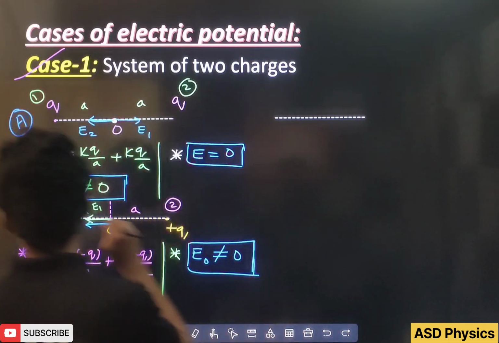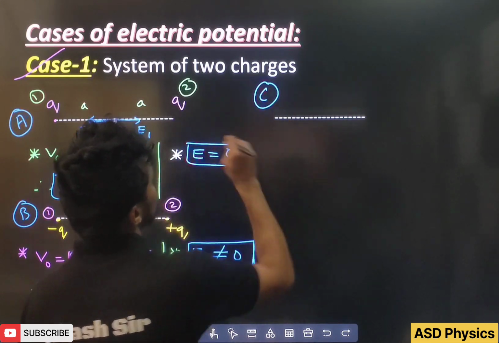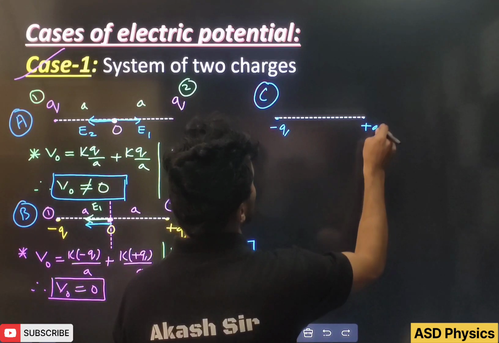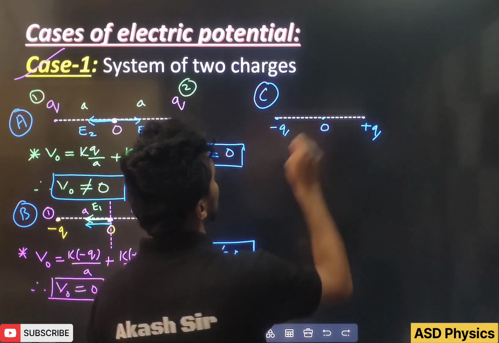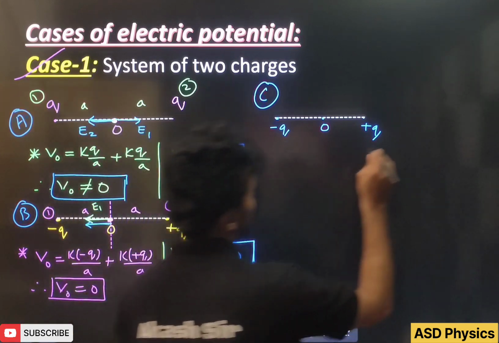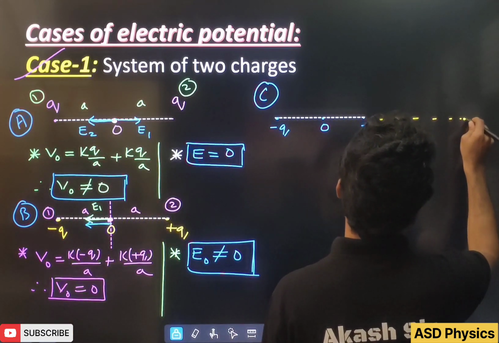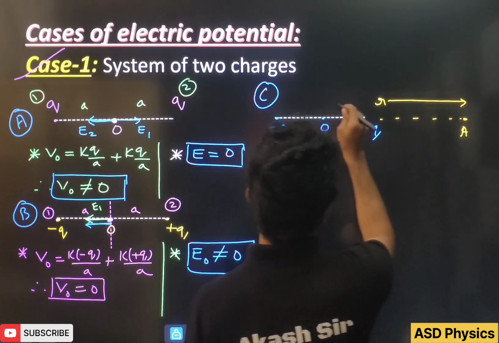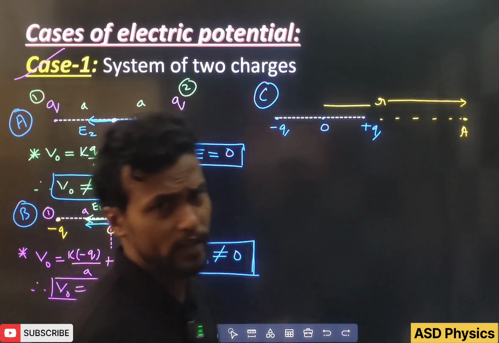Now students, I will take here, this is C situation. Again I have taken here, this is minus Q, this is plus Q, dipole only, because this also used to come in exams, so I have taken the example of the dipole here. Now students, let's take for example here, I have taken some point A. Guess and tell me, which point is this? This is the axial point.